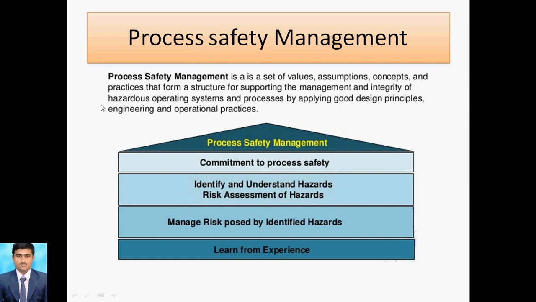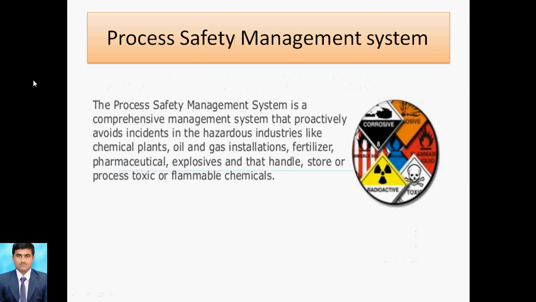First of all we look at the process safety management system. It is a comprehensive management system that proactively avoids incidents of hazardous conditions in industries like chemical plants, oil and gas installations, fertilizers, pharmaceuticals, explosives, and those that handle, store or process toxic or flammable chemicals. So this is regarding the process safety management.